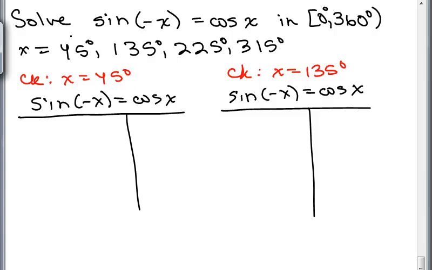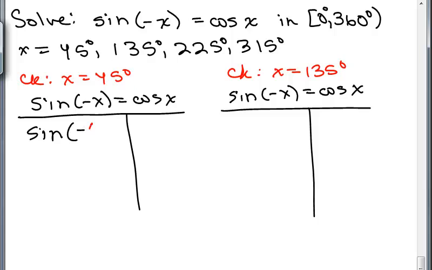All right, so here's our original problem. Solve the sine of negative x equals cosine of x in 0 to 360 degrees. And we came up with these 4 solutions after we square both sides and solved the equation. So you have to check one at a time. So we have to plug in 45 degrees. So let's plug in 45 for x.